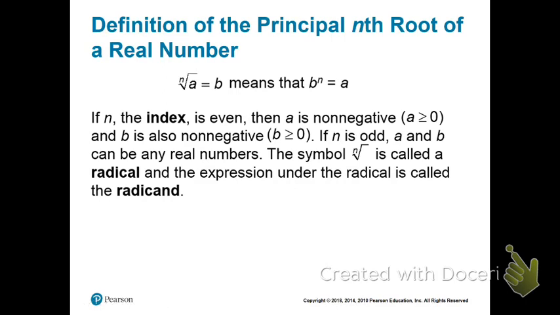The symbol, the nth root, is called the radical, and the expression under the radical is the radicand. So it's just saying we can have more than just a square root, okay? If we have a number written up there for n, our index, it's the same thing as the square root, but now we're not looking for 2 of a kind, we're looking for n of a kind.